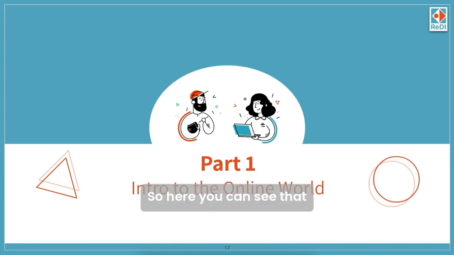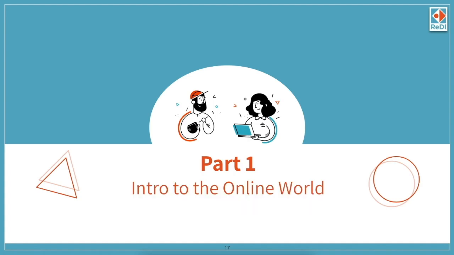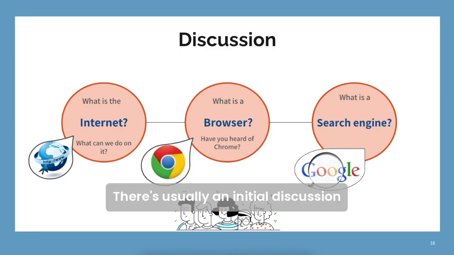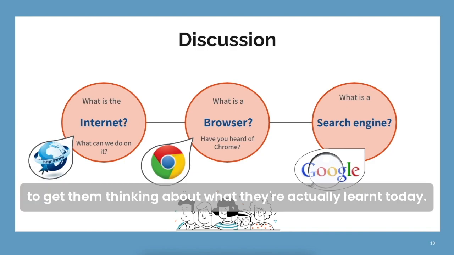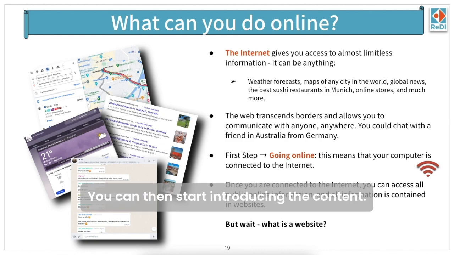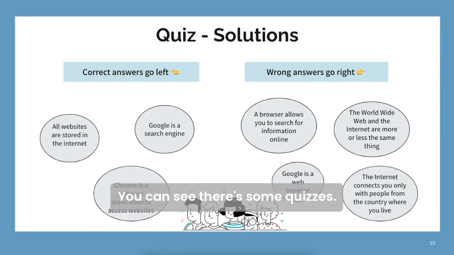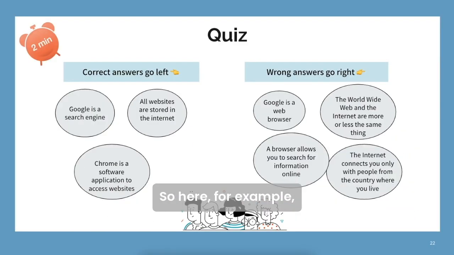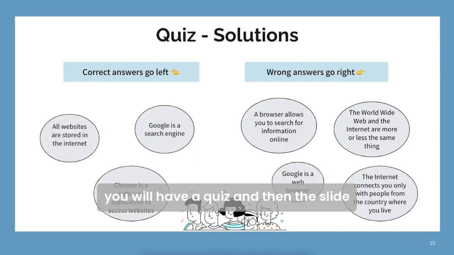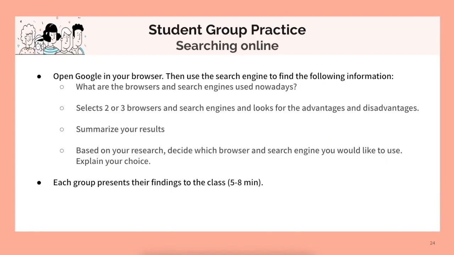So here you can see that the lessons are divided into parts. In this case, there's 4 for this lesson, but others might only have 2 or 3. There's usually an initial discussion to get them thinking about what they're actually learning today, after which you can then start introducing the content. Here you can see there's some quizzes. So here, for example, you will have a quiz, and then the slide after you will have the solutions. You can easily put them into groups or breakout rooms in Zoom for them to solve the quiz.